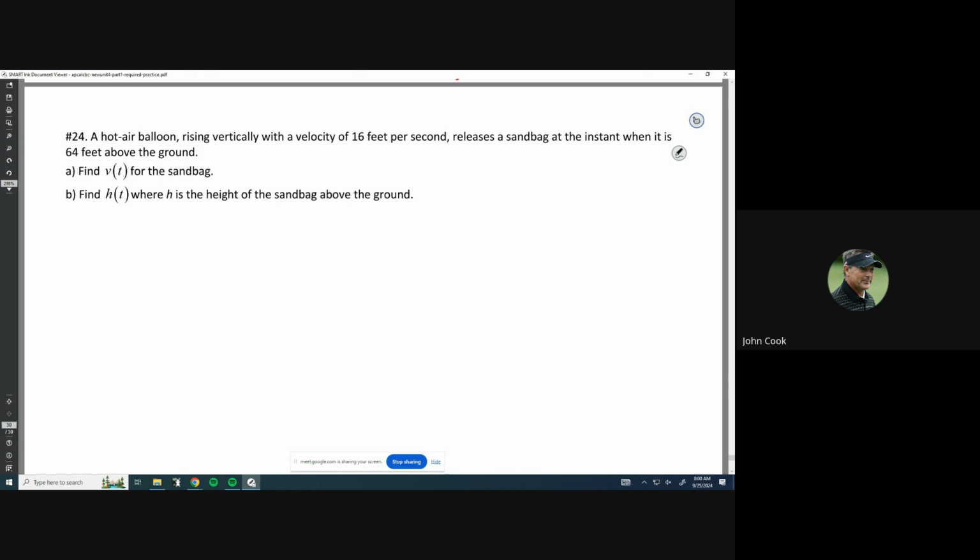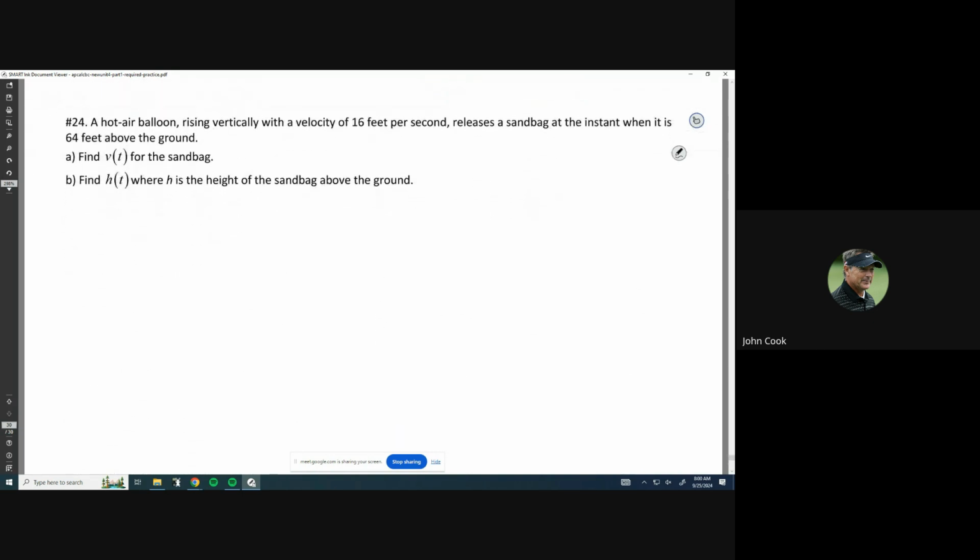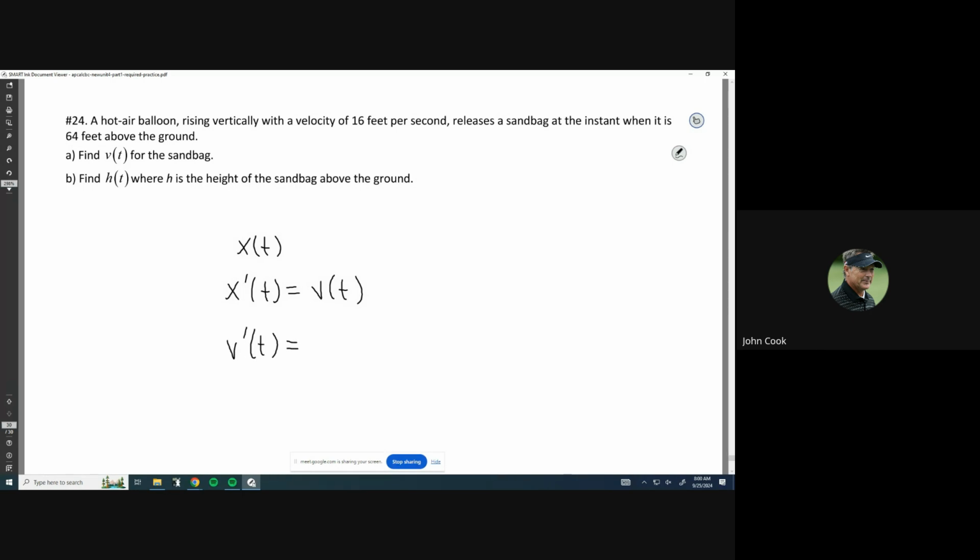Both of these have to do with motion, it looks like. We have to remember one key thing, and that's the relationship between position, velocity, and acceleration. If you take the derivative of position, where something is, it gives you the velocity. If you take the derivative of velocity, that's going to give you the acceleration. That's what we learned last chapter. But you can reverse that process as well.